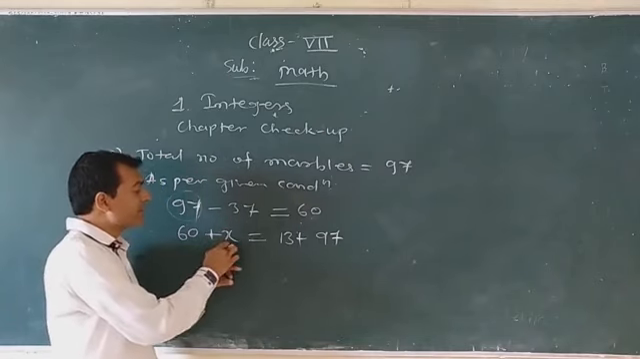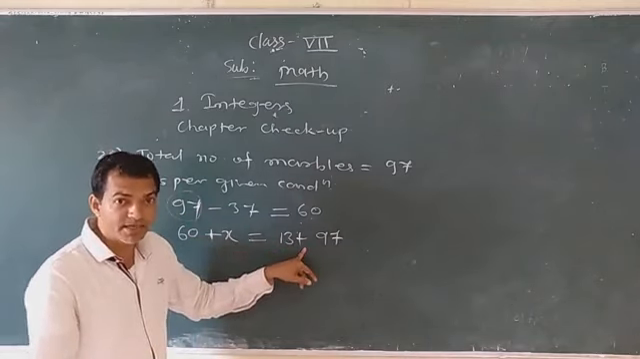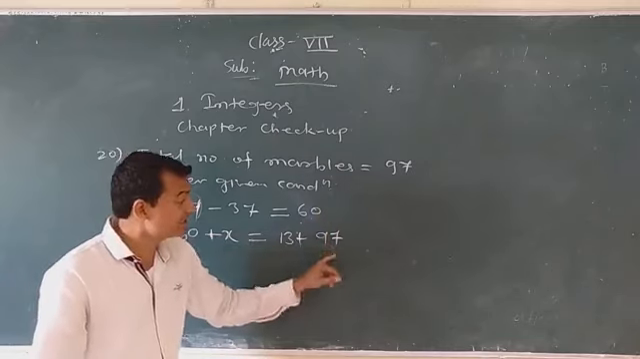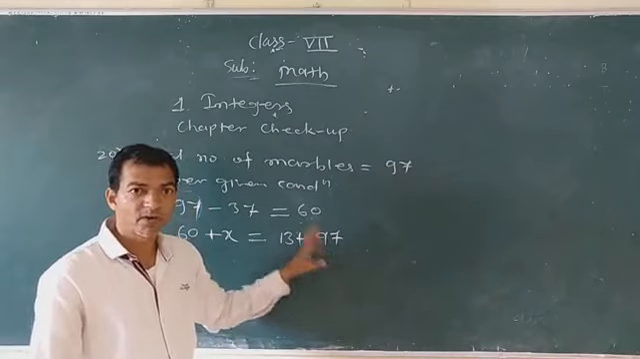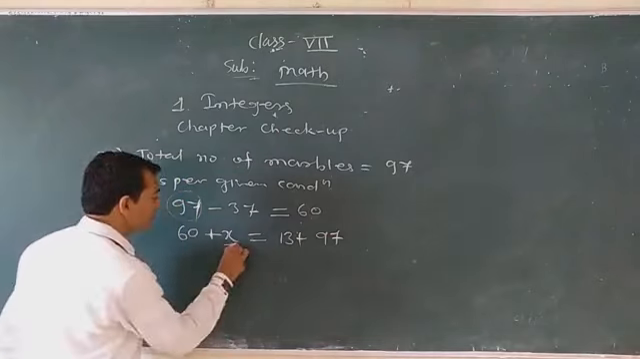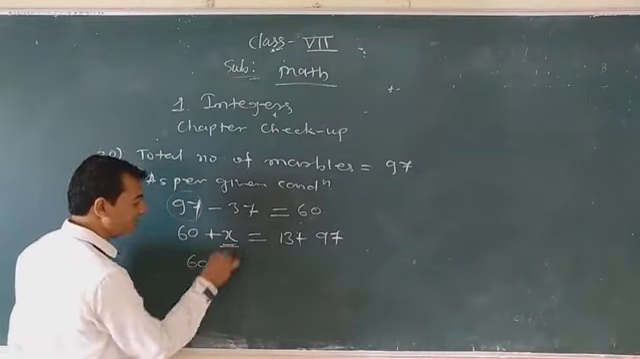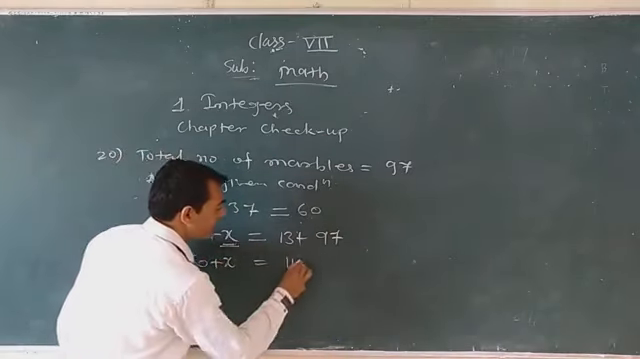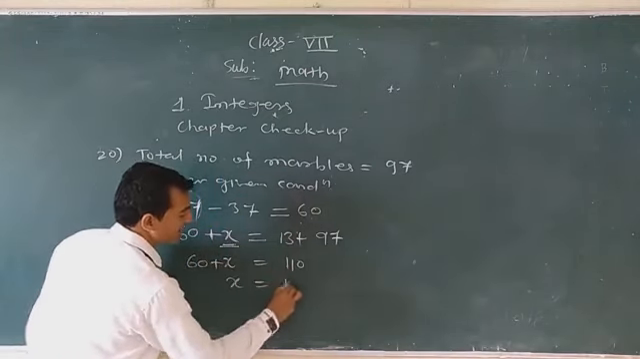After adding some marbles, the number of marbles is 13 more, means 13 plus the number of marbles which are initially inside the bag. Initially 97 marbles are there. So this equation you have to solve. You have to find the value of x. So 60 plus x, as it is, you cannot add. But 97 plus 13, how many? 110. Now 60 plus x will be equal to 110.